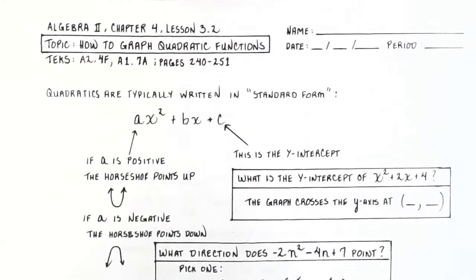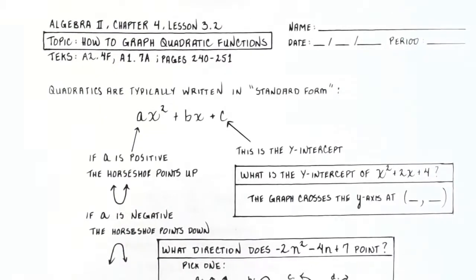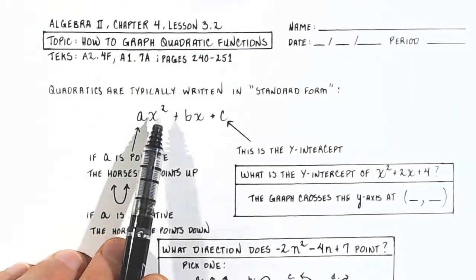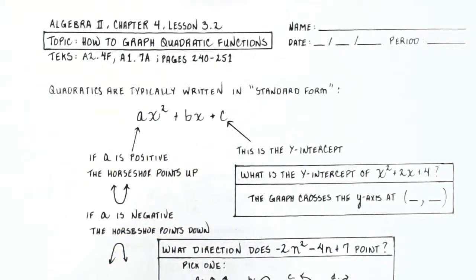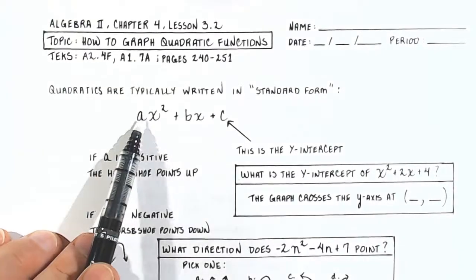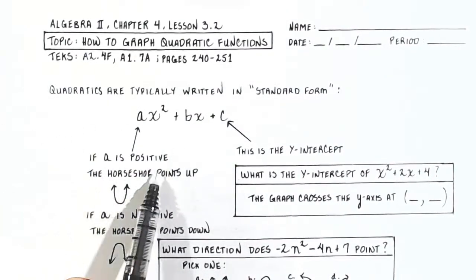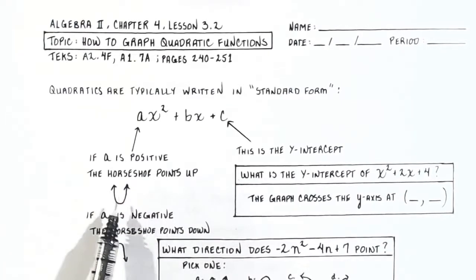Like any equation in algebra, quadratics have what's called a standard form, and that form is ax squared plus bx plus c. Now, these letters give you some information that you need. Whatever number is sitting in front of the x squared, that's the a value. If that number is positive, then the horseshoe shape of the quadratic function graph will point up. If a is negative, then the horseshoe will point down.